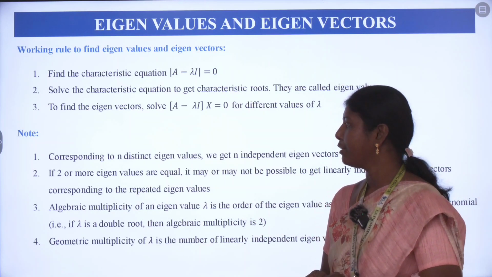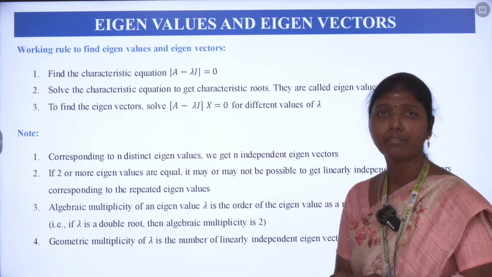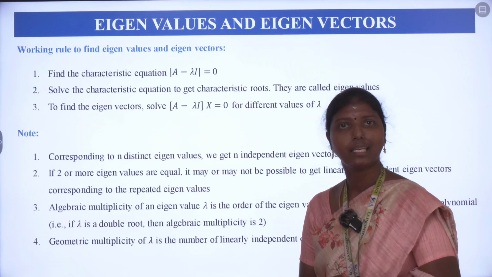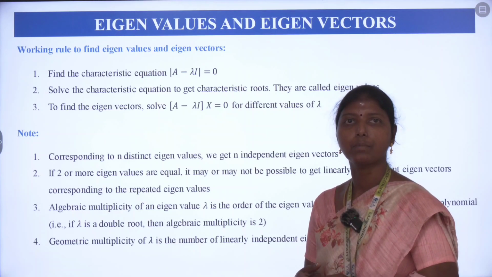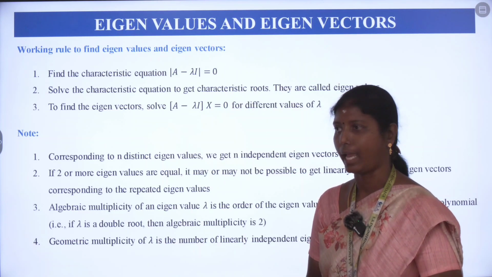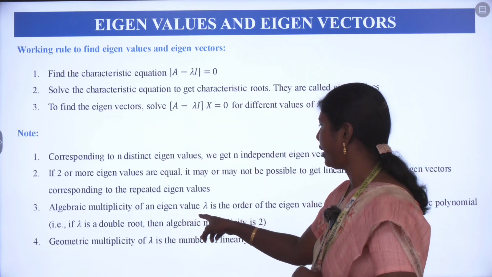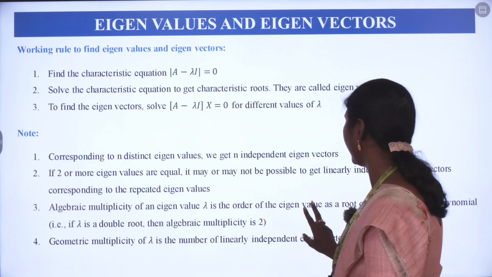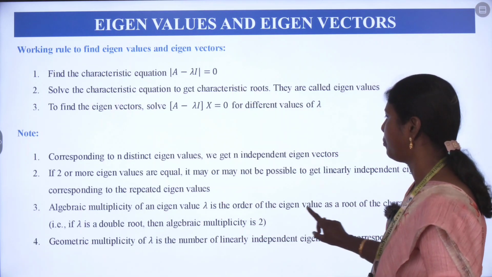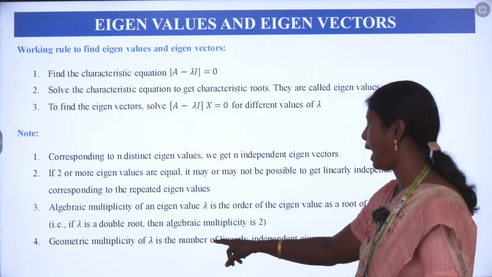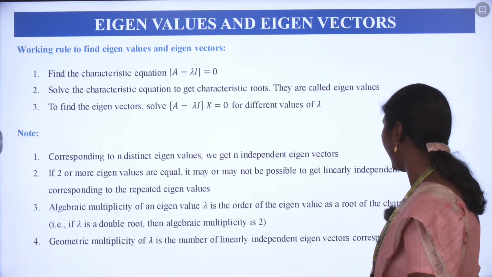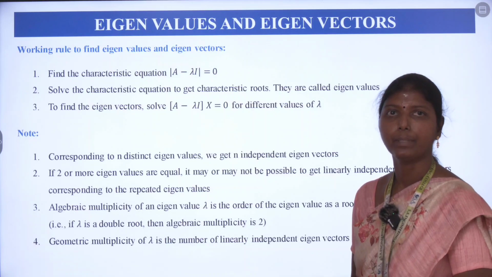That is, if we have lambda equal to, for example, 2, 2, 3, the 2 is repeated twice, so we call that the algebraic multiplicity. So 2 is repeated 2 times. Algebraic multiplicity of eigenvalue lambda is the order of the eigenvalue as the root of the characteristic polynomial. Next, the geometric multiplicity of lambda is the number of linearly independent eigenvectors corresponding to lambda.